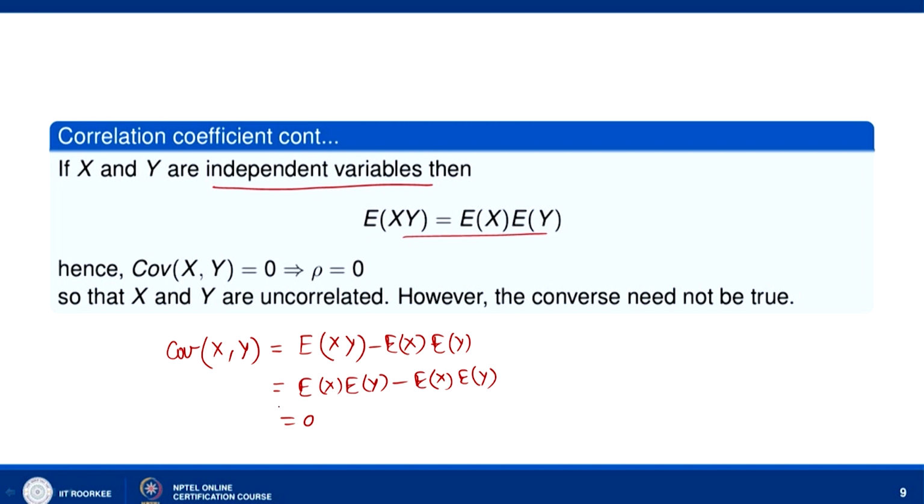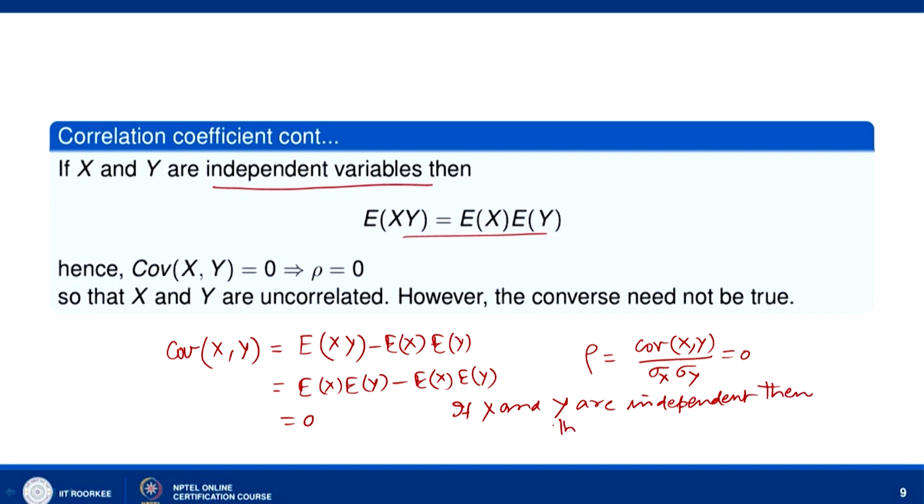Now, covariance of x y equal to 0 means rho, which is given by covariance of x y divided by sigma x sigma y, equals 0. So, if x and y are two independent random variables, then x and y are uncorrelated, but we shall see that the converse is not true.